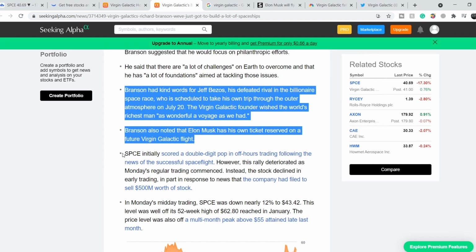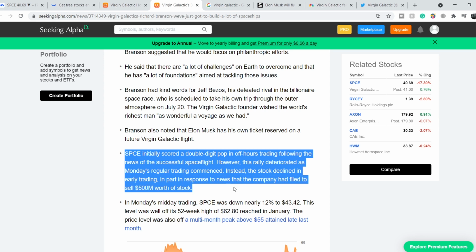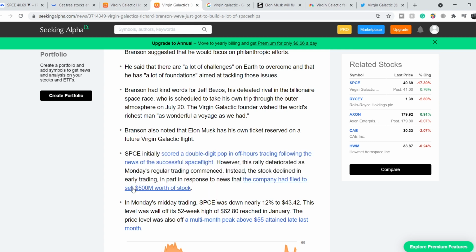So let's continue. SPCE initially scored a double-digit pop in after-hours trading following the news of the successful spaceflight. However, this rally deteriorated as Monday's regular trading commenced. Instead, the stock declined in early trading, in part in response to news that the company had filed to sell $500 million worth of stock. So, they are about to add $500 million to their cash position, and it is good for the company in the long term, but definitely for short-term investors it is not good.